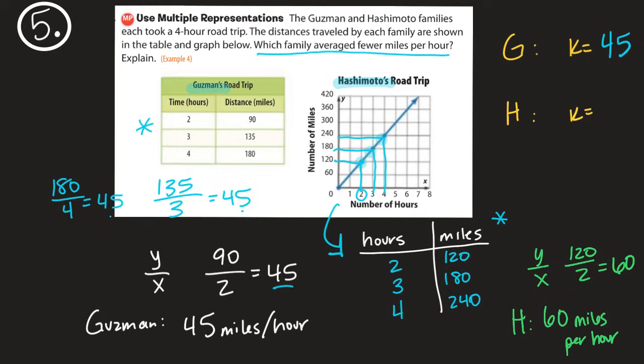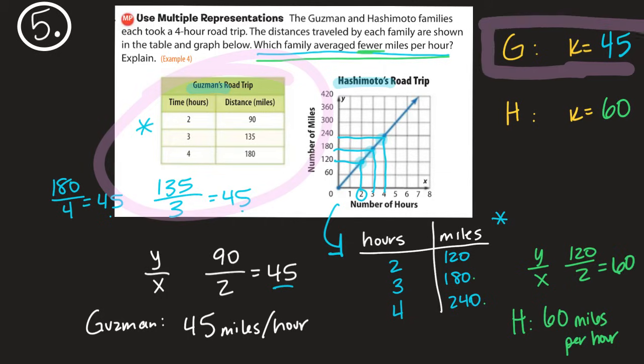So that's their k, their constant rate of change, is 60. And if I take 180 divided by 3, I'd get 60. And if I take 240 divided by 4, I'd get 60. So the question again is asking which family averaged fewer miles per hour, which means my answer is the Guzman family, because 45 miles per hour is fewer than 60. So the Guzman family would be the answer here.